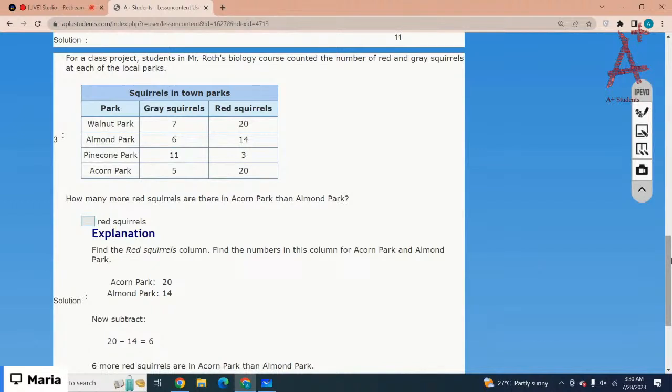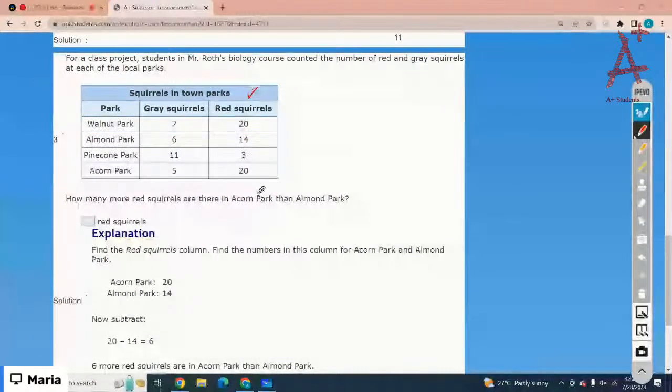For a class project, students in Mr. Ruth's biology course counted the number of red and gray squirrels at each of the local parks. So here is the table that keeps the record of red and gray squirrels in different parks. How many more red squirrels are there in Akron Park than Almond Park? Okay, so you have to read the data for the red squirrels only, right? So you have to just look at the value in this column.